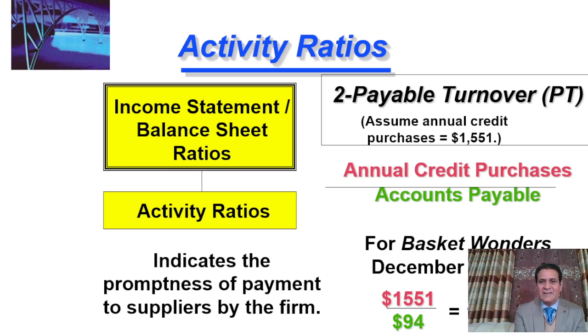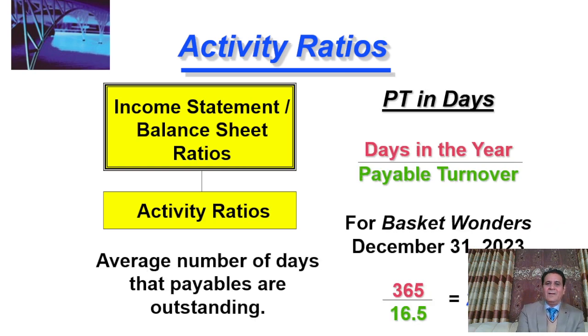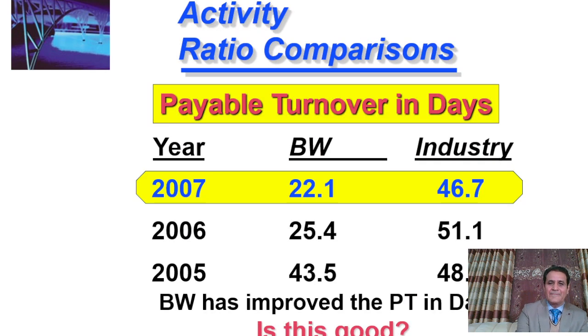The second thing is the payable turnover. It is annual credit purchases divided by accounts payable. BW has this ratio at 16.5. It indicates the promptness of payment to suppliers by the firm. And it can also be converted into the average days of your payables, that is 22.1, the average number of days that payables are outstanding.